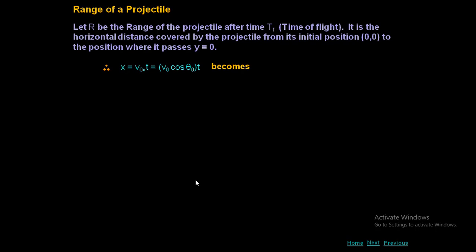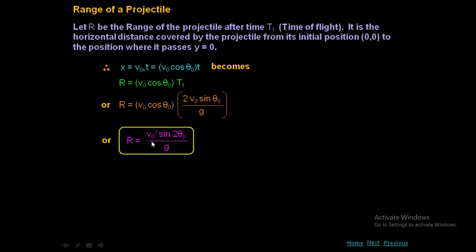x equal to v naught x into t, where t is nothing but what? Time of flight. v naught x is nothing but v naught cos theta naught. So if you substitute the value of time of flight, R is equal to, because x is nothing but horizontal range, v naught cos theta naught tf. So R equal to v naught cos theta naught into, what is the value of time of flight as we have calculated? It is 2 v naught sin theta naught by g. So R equal to v naught square sin 2 theta naught by g, because 2 sin theta cos theta is nothing but sin 2 theta. v naught into v naught is nothing but v naught square.